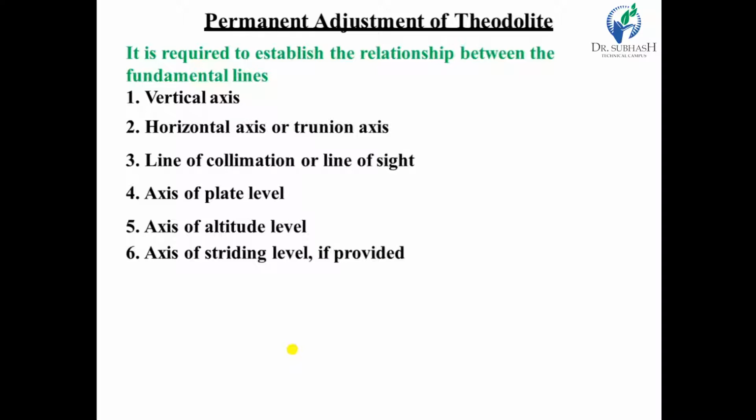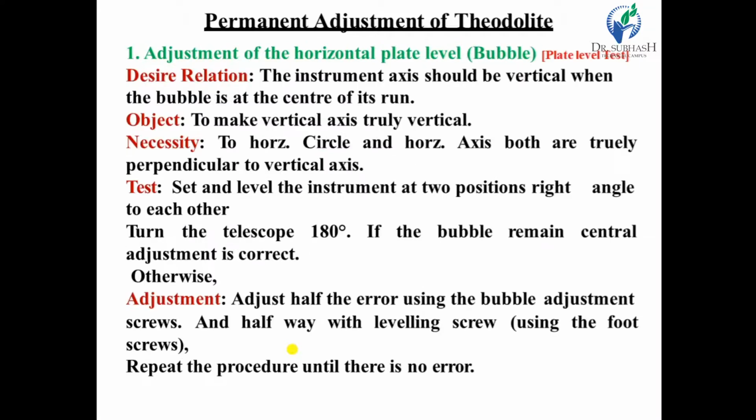So our instrument gives great accuracy and the work is done properly. We have to adjust parameters like the vertical axis, horizontal axis and trunnion axis, line of collimation or line of sight, axis of plate level, axis of altitude level and axis of striding level, if provided. First we move to the adjustment of the vertical axis, or adjustment of the horizontal plate level.